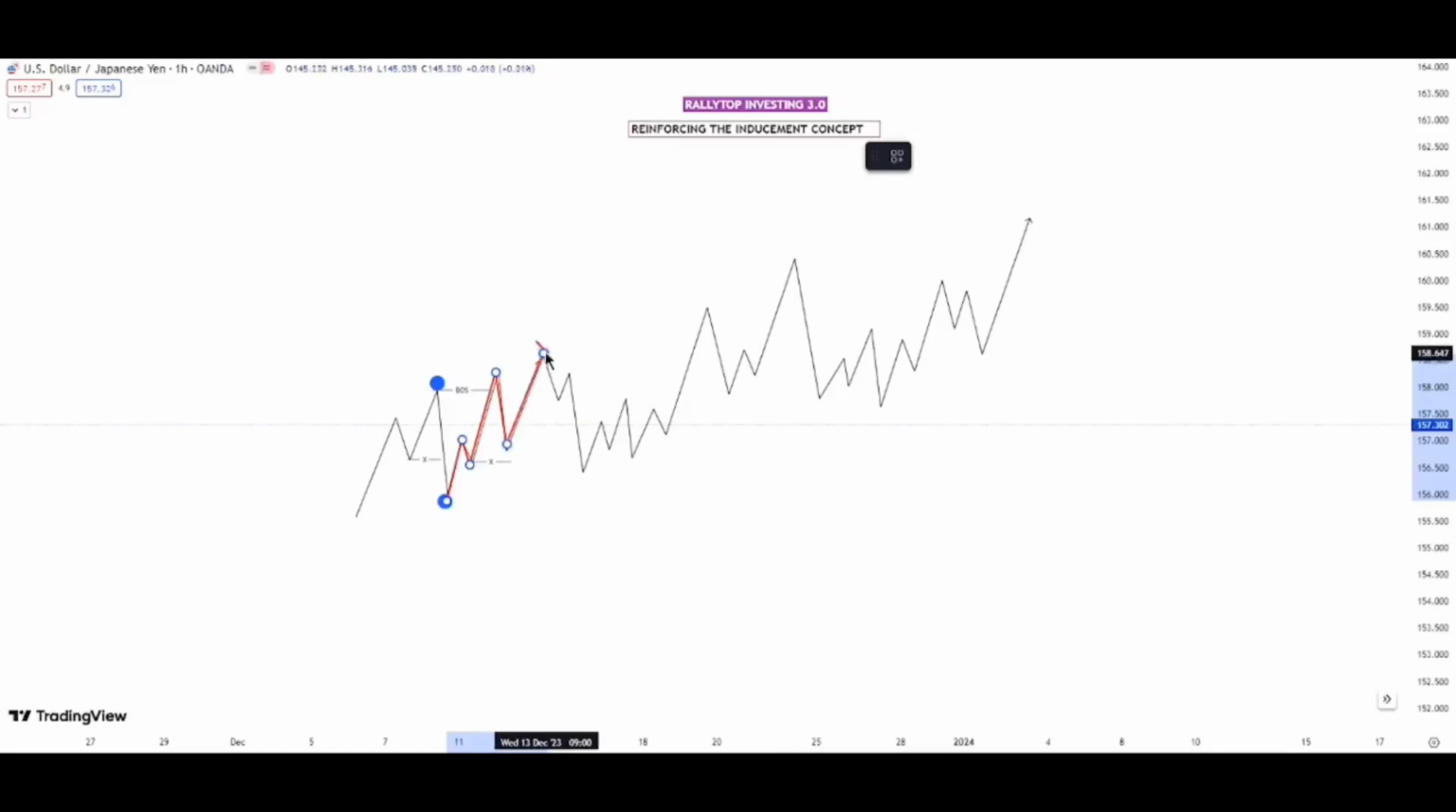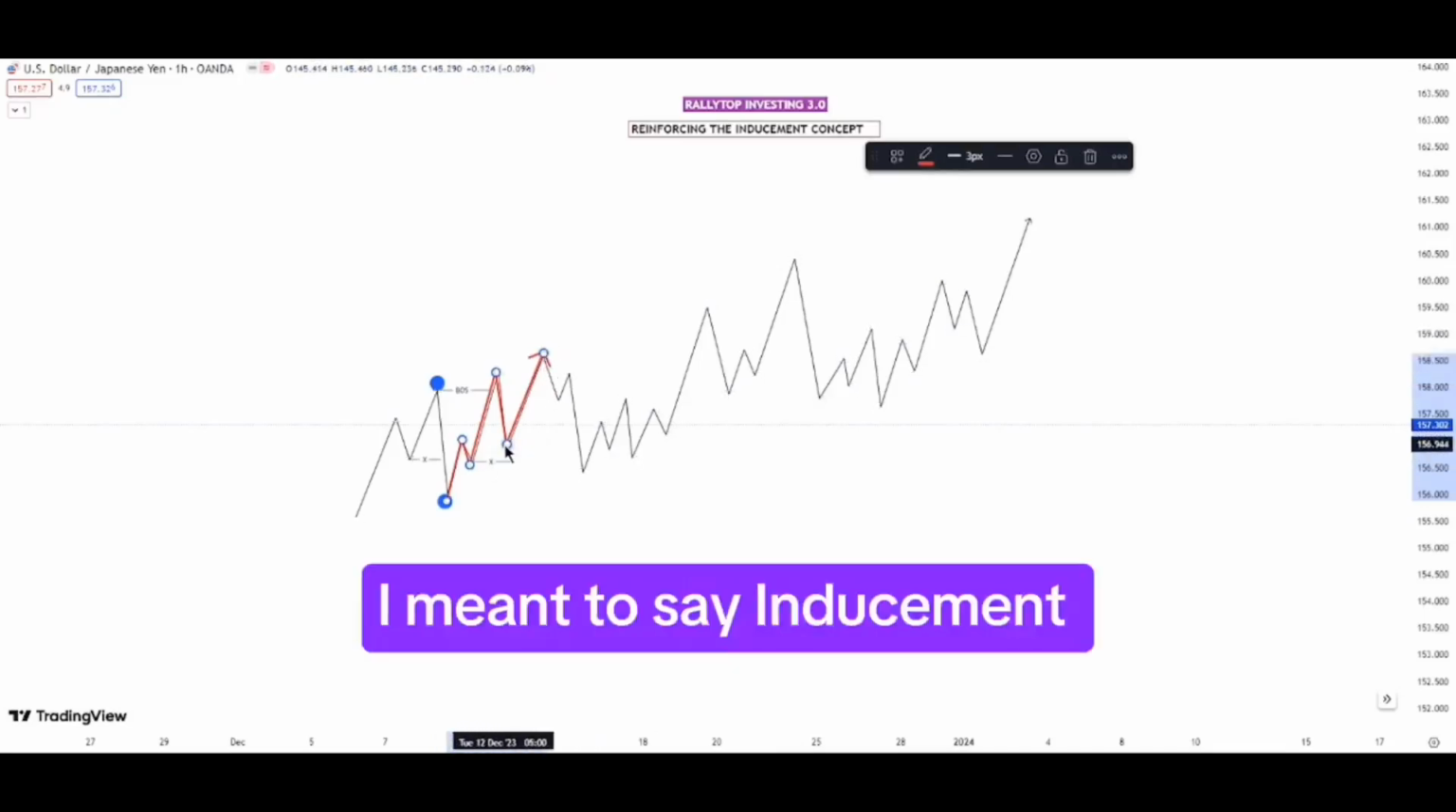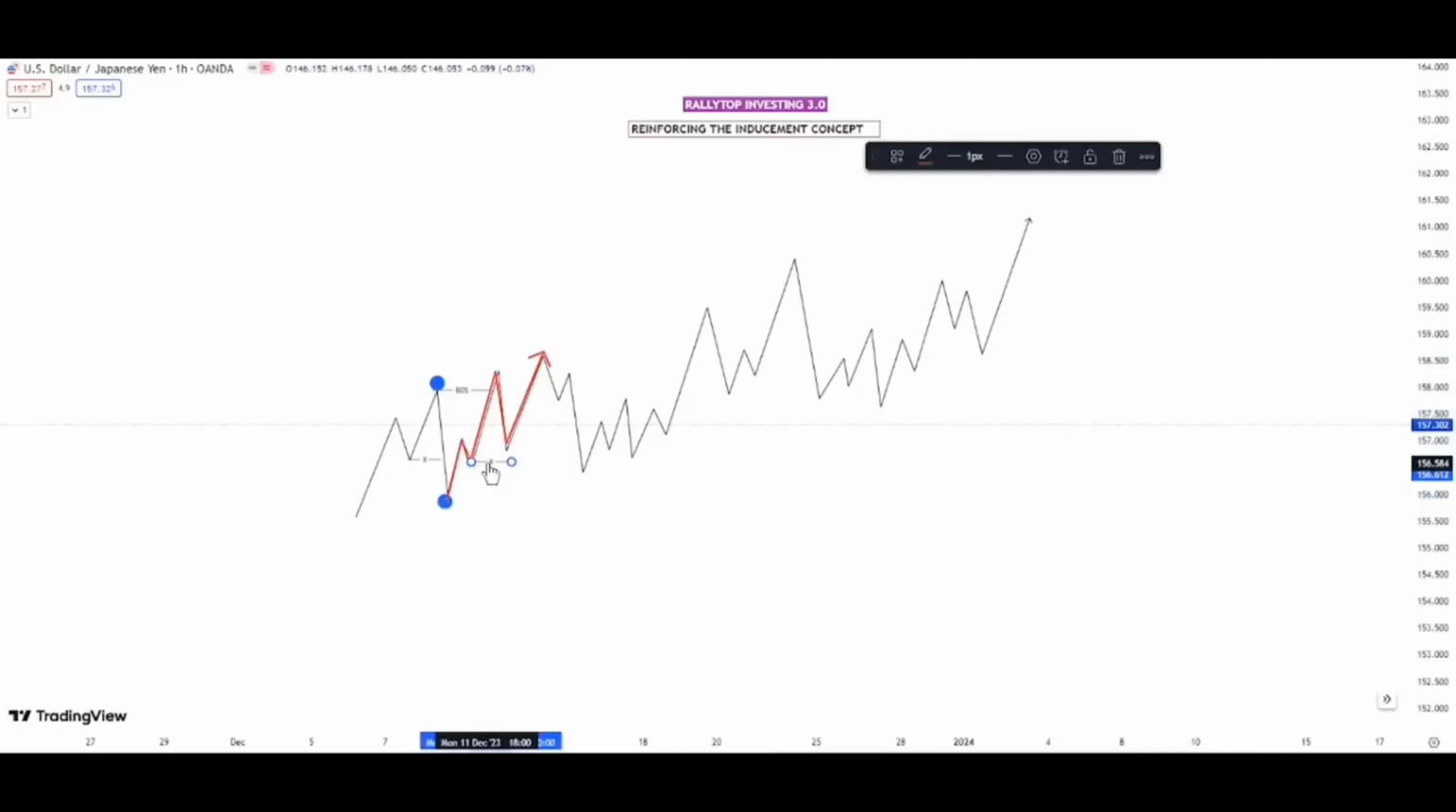So where is your pullback here, guys? This is your pullback here. For this high to be confirmed, this pullback is needed. All right? So therefore, this is your pullback in the market. Please follow me step by step so you can understand what we're doing here. And as you can see, price took out this pullback. It came down to take it out, meaning that this is your high.